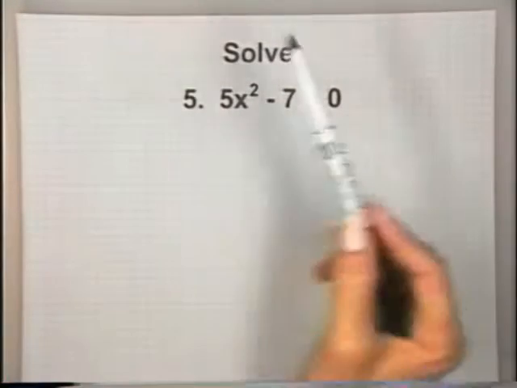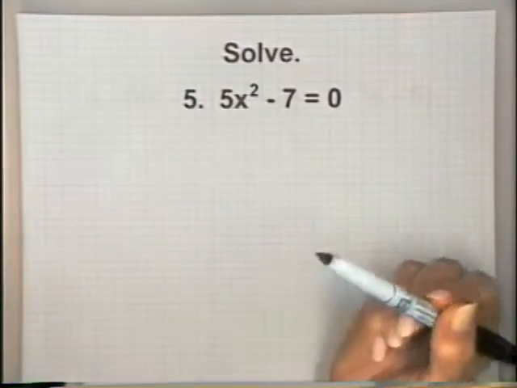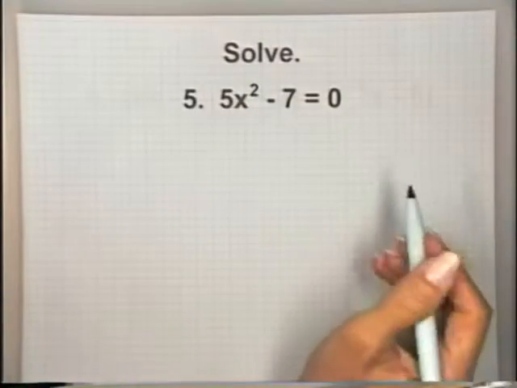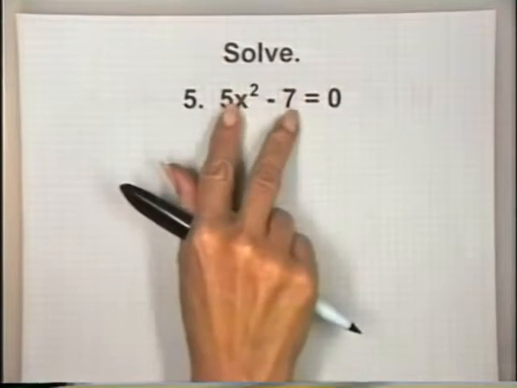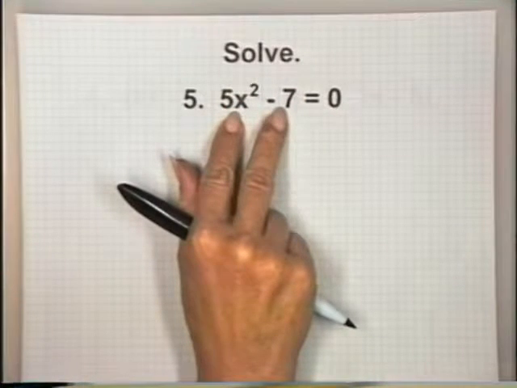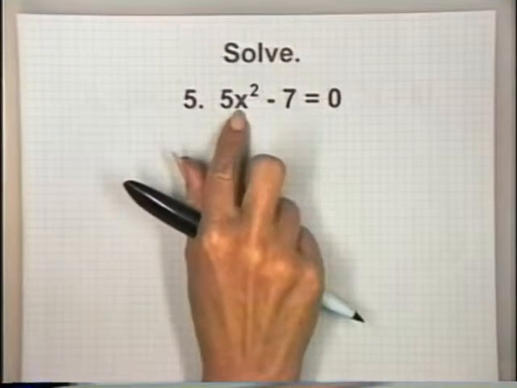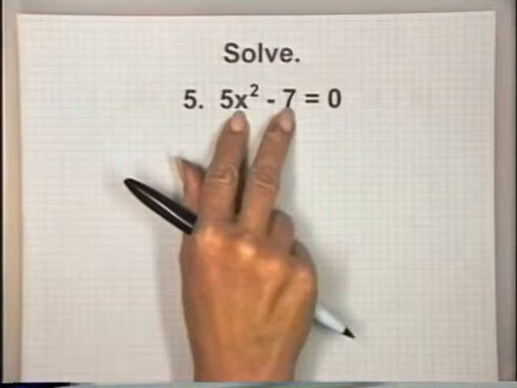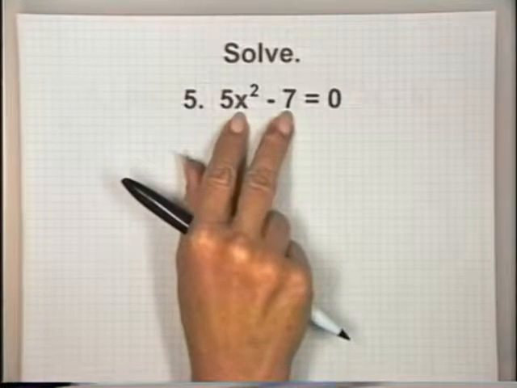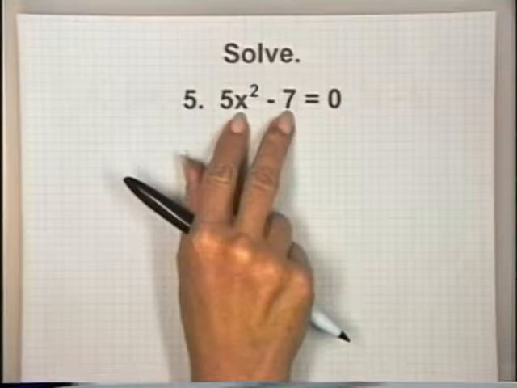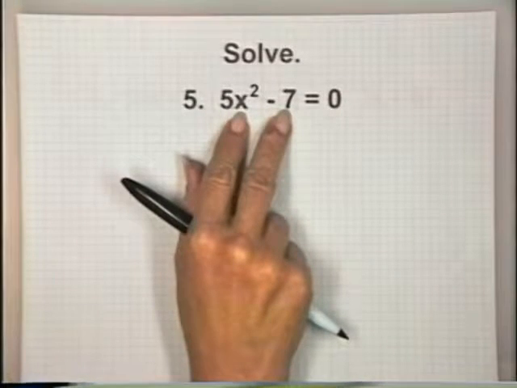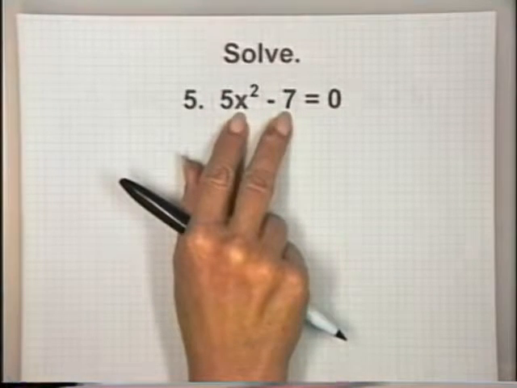For problem number 5, I obviously have a quadratic equation. It's already written in standard form, isn't it? But notice I only have 2 terms on the left. I have the quadratic term and the constant term. Which term am I missing? I'm missing the linear term. This is also called an incomplete quadratic.